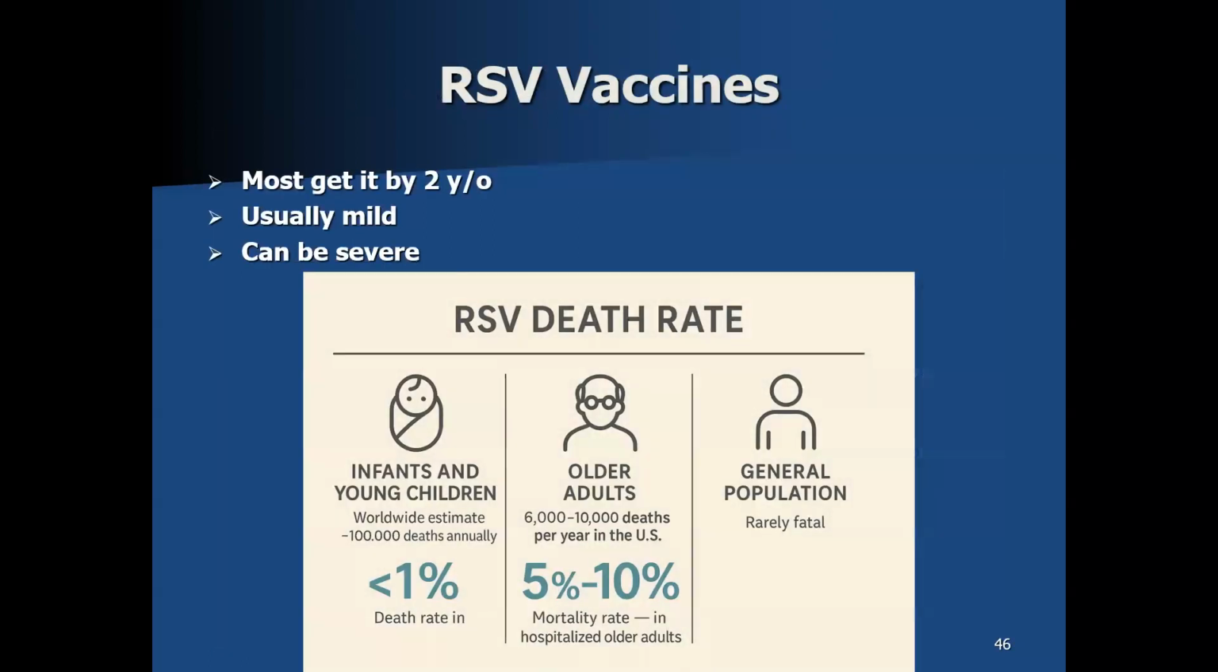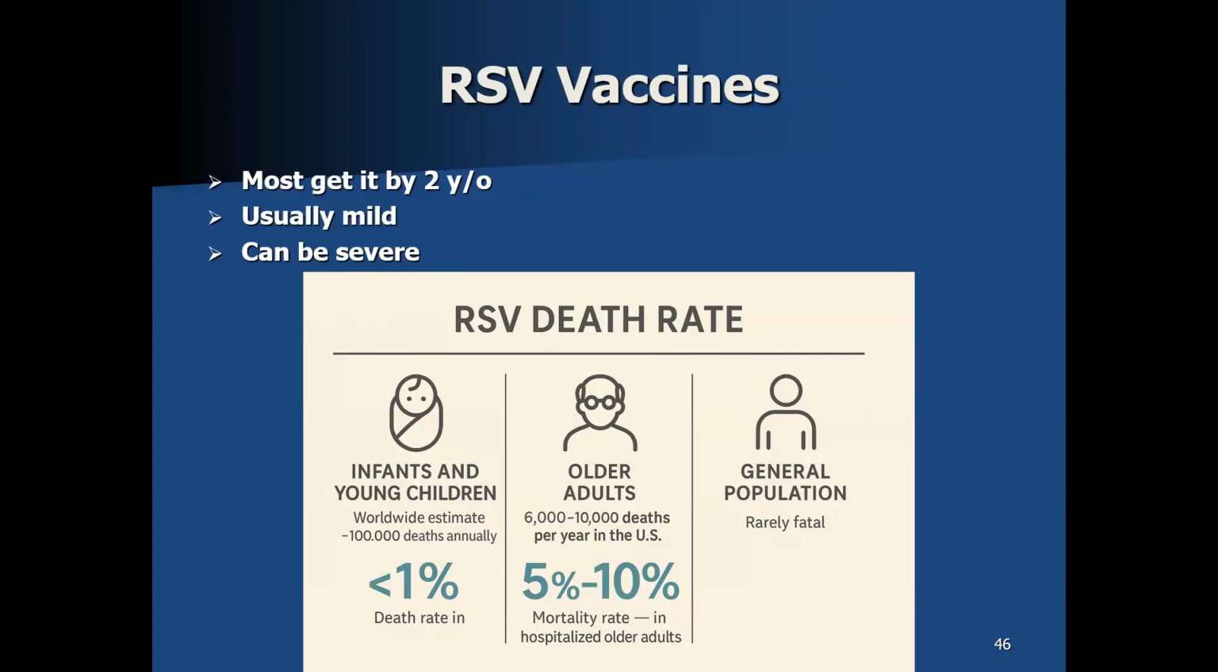Let's move on to the RSV vaccines, which are a major milestone in infectious disease prevention. They reduce severe RSV disease in older adults and infants. Combined with monoclonal antibodies, they form a strong new strategy against RSV. What is RSV? Respiratory syncytial virus is a common respiratory virus that infects the lungs and airways. Most children get it by age 2, usually causing mild cold-like symptoms.